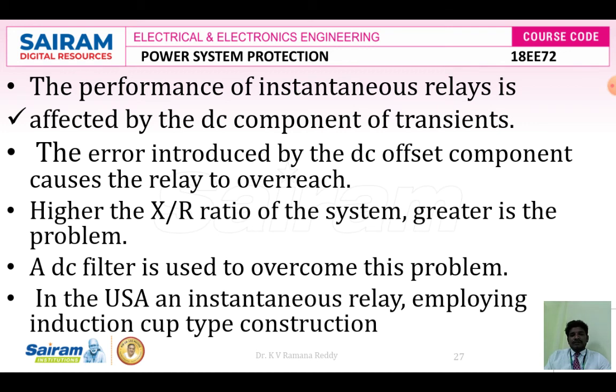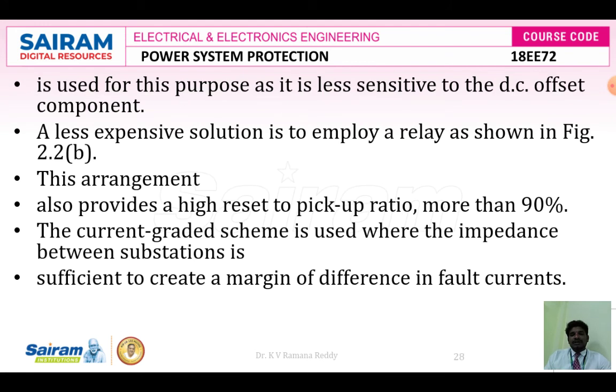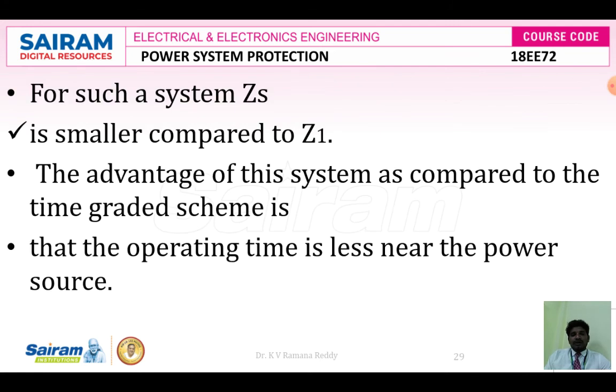The performance of instantaneous relays is affected by the DC component of transients. Sometimes DC currents can also lead us to conclude that there is a fault. To avoid that kind of error, note that the error introduced by the DC offset component causes the relay to overreach. Therefore, the X/R ratio for the transformer should be greater, and a DC filter is used to overcome this problem. In the USA, an instantaneous relay employing induction cup type construction is mostly used, and it is very sensitive to the DC offset component. A less expensive solution is to employ a relay which is shown in the figure.